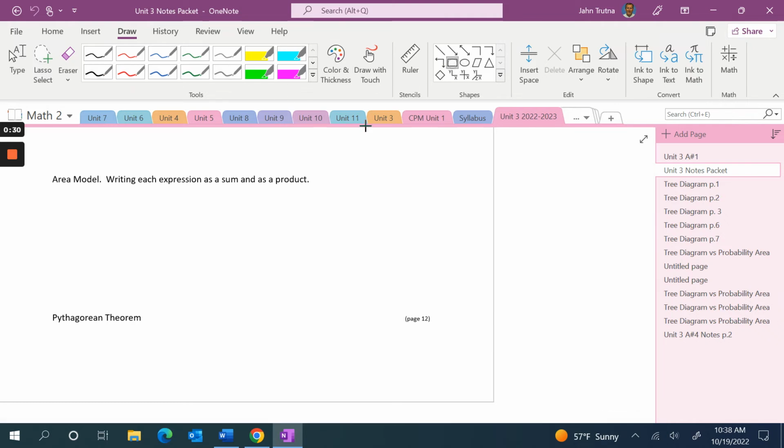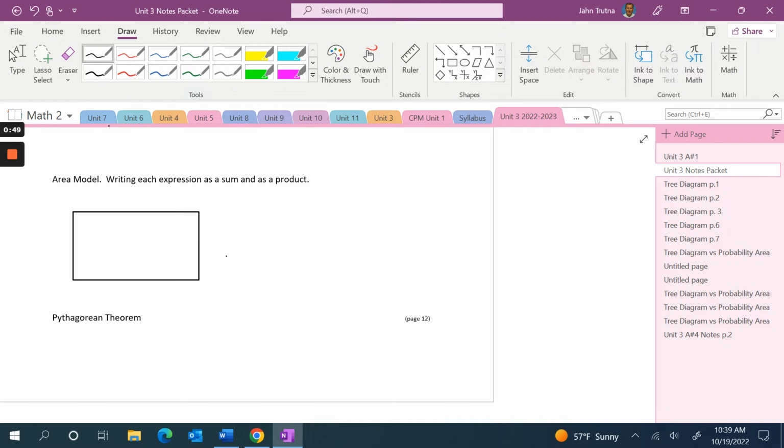Now let's go over area models and how to write the expression as a sum and as a product. And then let's go over the Pythagorean theorem. All right, so for an area model, let's set this up right here so we can fill it out. Let's go ahead and start with this rectangle.